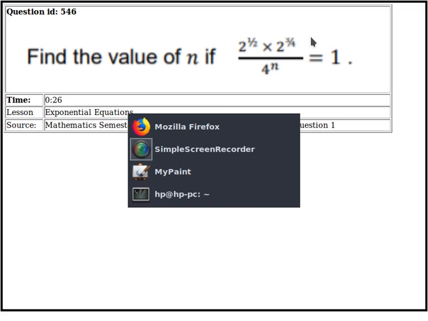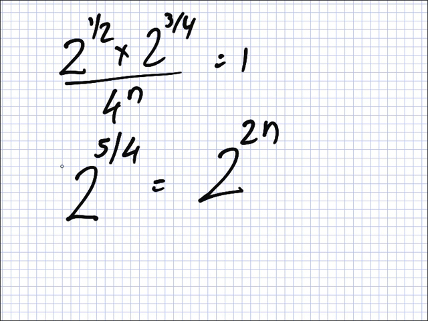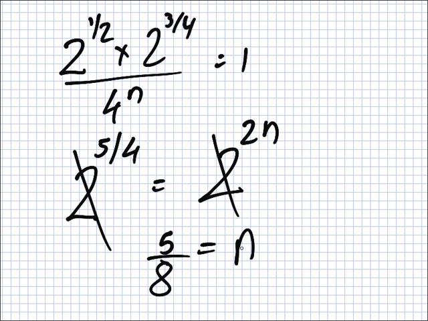2 power a half times 2 power 3/4 over 4 power n should equal 1. Obviously, if it's equal to 1, it means the top and the bottom are the same. It's the only way a fraction could be 1, or cross multiply. So 2 power a half times 2 power 3/4, the powers add, so that's 5/4. That should equal 4 power n, which is the same as 2 power 2n. So cancel the 2s and divide by 2. You get 5/8 is n. Did you get that?